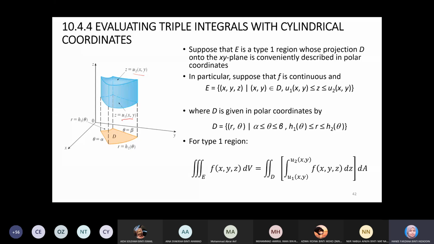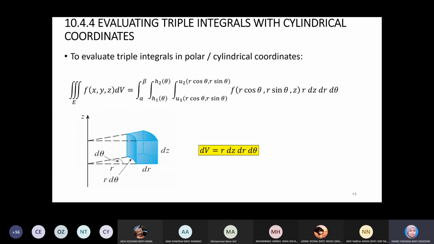For a type 1 region, you know this already. To evaluate the triple integral in polar coordinates, you just put it in a simpler order of integration. In this case, you put the d theta outside, so you have alpha and beta, and then you put r in terms of theta, h1 and h2, and then you put z in terms of r cos theta and r sin theta inside.